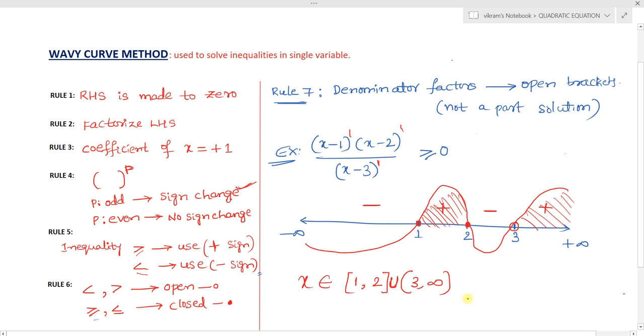I think now you understand how to solve inequalities using the wavy curve method. In the next lecture, we will solve a few more problems to understand this method very well, in an easy manner.